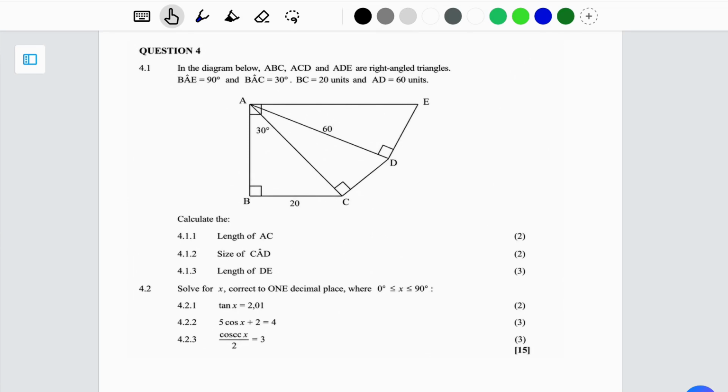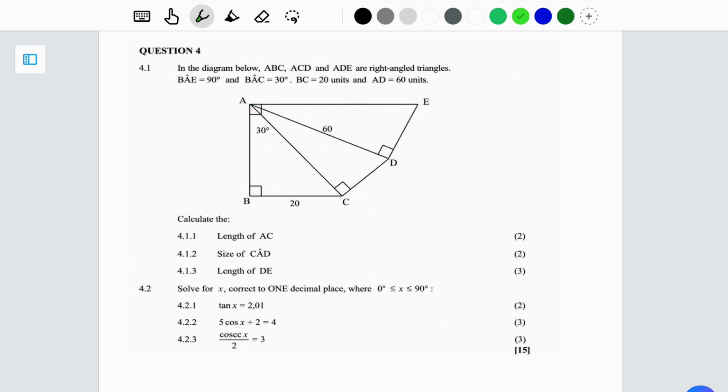This one says 4.1. In the diagram below, ABC, ACD, and ADE are right angle triangles. B angle A, apologies, it's this one here, equals 90 degrees, and then B angle AC equals 30 degrees. So that's the smaller one on the inside. Okay, so what do we do?